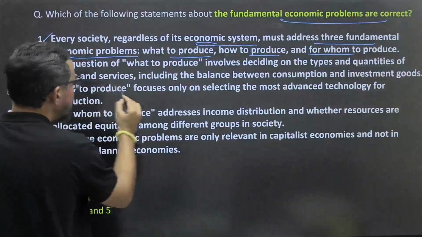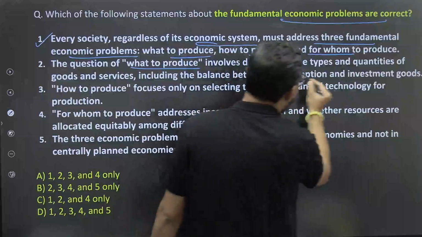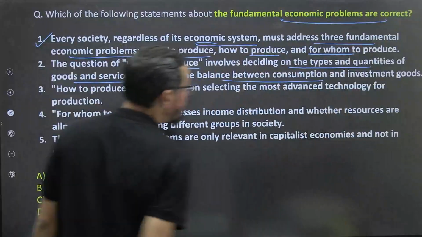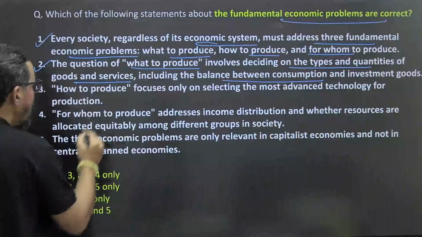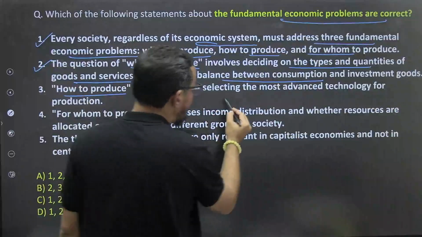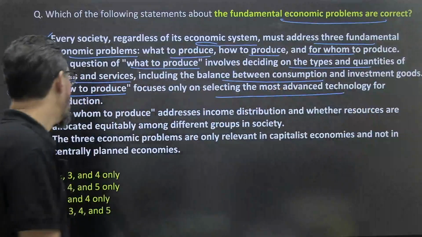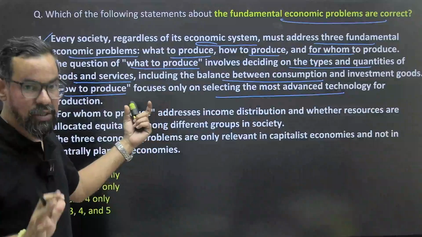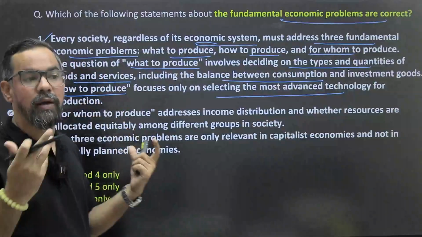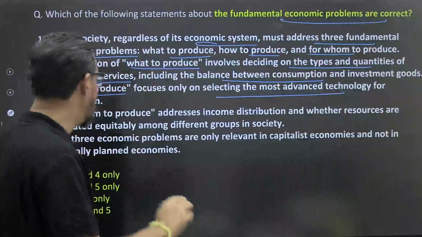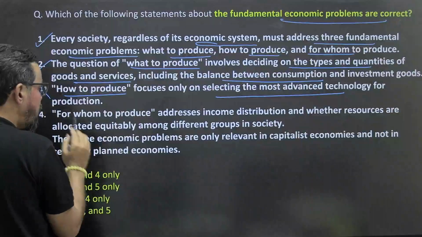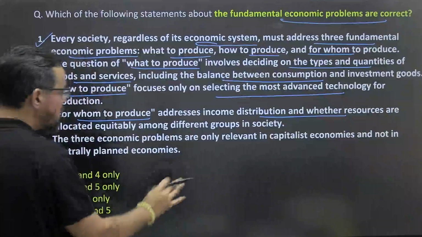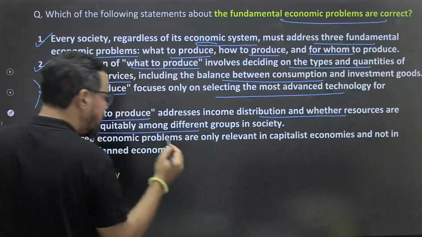100% true. The question what to produce involves deciding the type and quantities of goods and services, including the balance between consumption and investment goods. 100% true. How to produce focuses only on selecting the most advanced technology for production. It is not only about selecting the most advanced technology. It also involves other structural problems of the economy. So this is wrong.